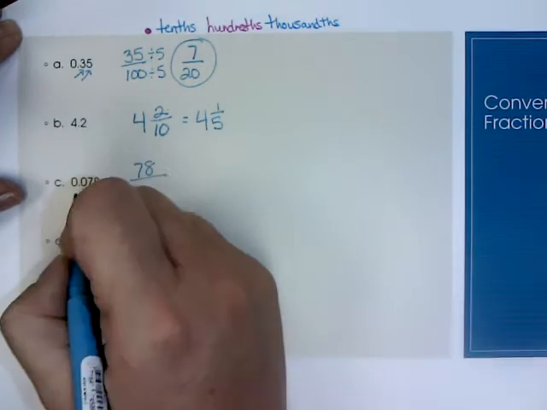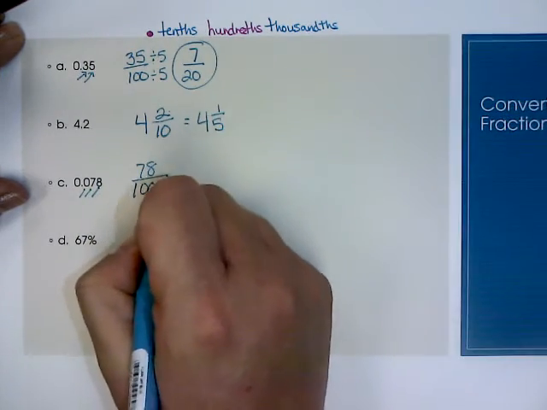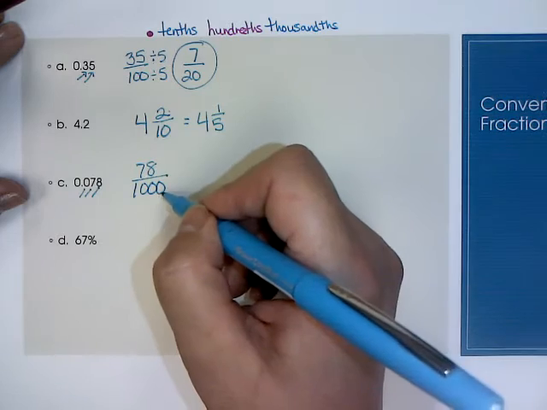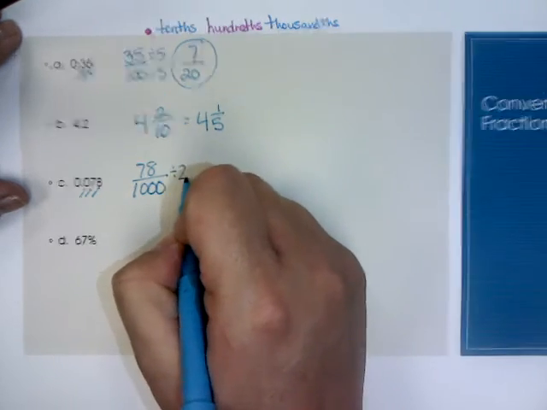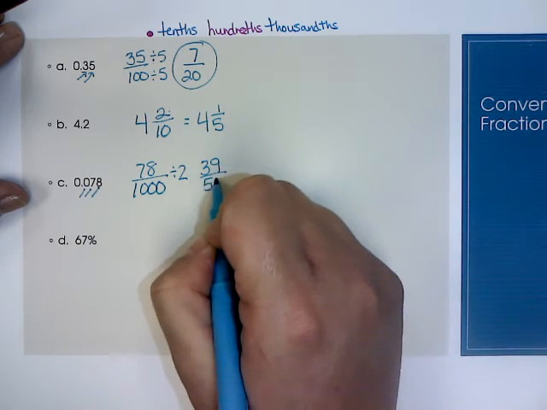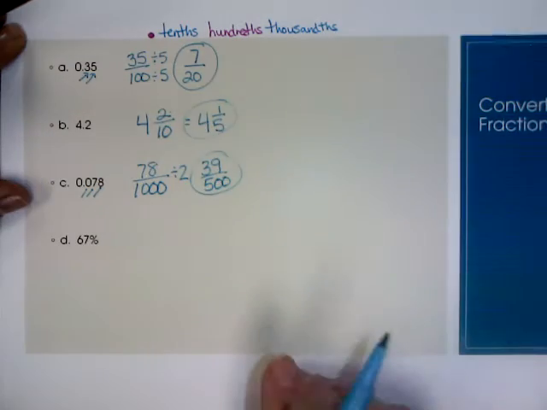78 over tenths, hundredths, thousandths. And again, I know that the 8 is even and the 0 is even, so I can divide both sides by 2. It's going to give me 39 over 500. That was your final.